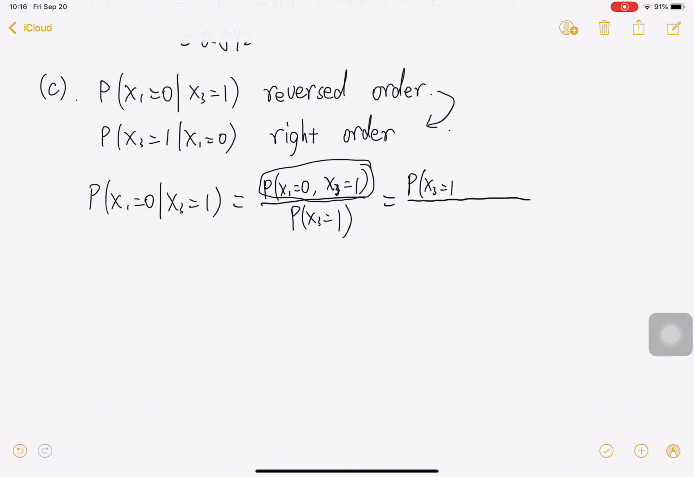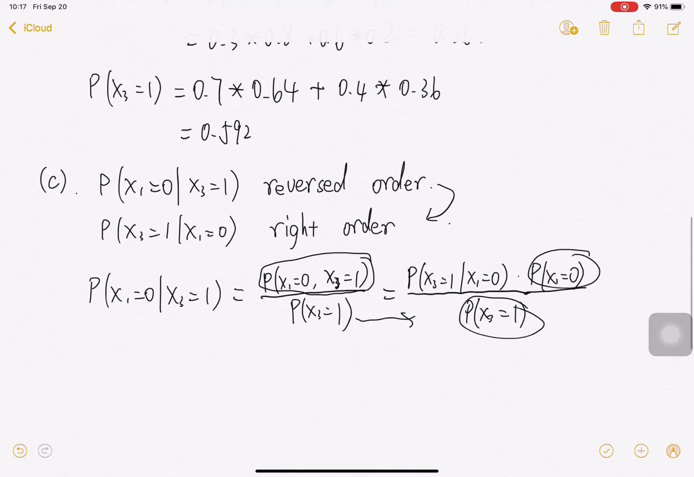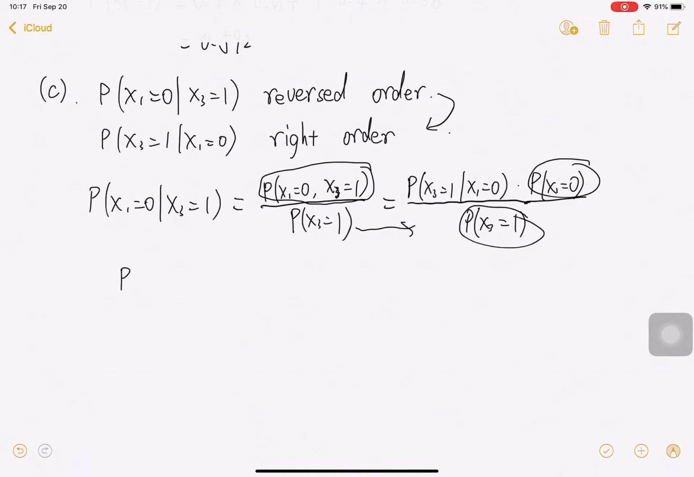It's the probability of x3 equals 1 given x1 equals 0, times the probability of x1 equals 0, right? And also this one is the same, the probability of x3 equals 1. So this is easy. This value we have had right now, and this value is the answer to question B. So what we need is the probability of x3 equals 1 given x1 equals 0.